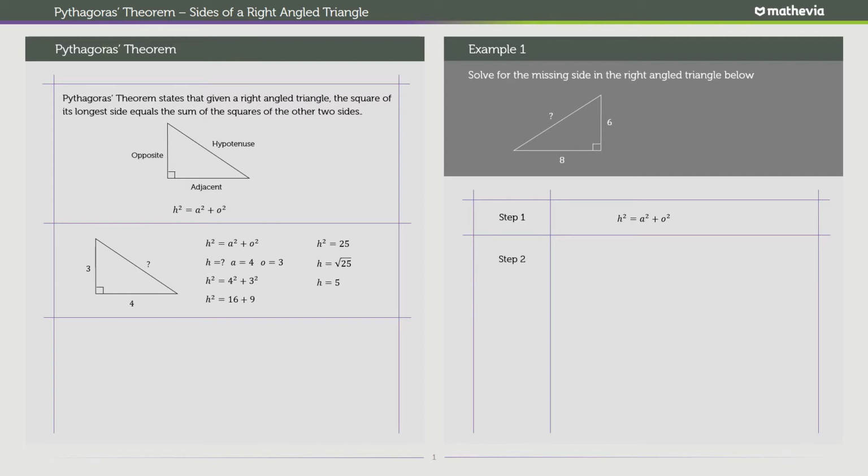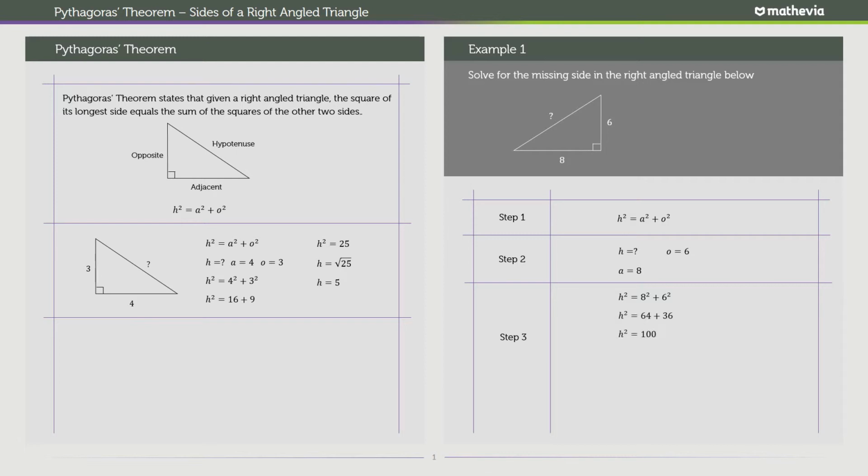Then we just identify our values, our parameters. We have that h in this case is what we're looking for. A is the horizontal side, 8, and o equals 6. Very simple. And then we just plug those numbers into the formula. H squared equals a squared plus o squared. So h squared equals 8 squared plus 6 squared.